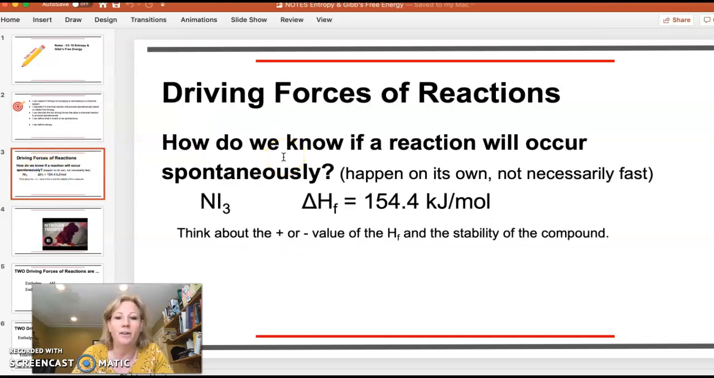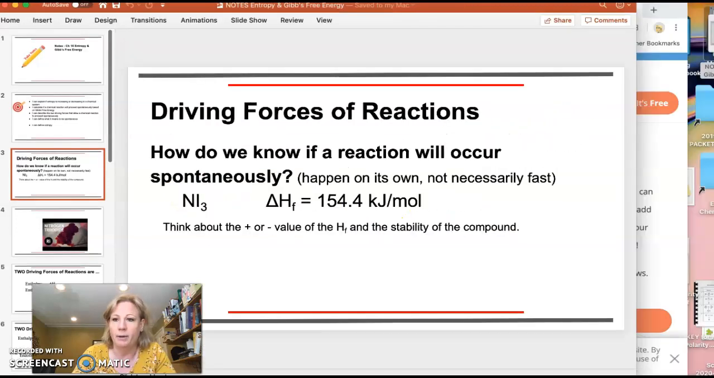So how do we know if a reaction is going to be spontaneous or not? For example, if you use your thermodynamic sheet and you look up NI3, the heat of formation is 154.4 kilojoules per mole. So think about, did we say that the positive or the negative delta H of formations were going to form more stable substances? So let me show you a little video of this compound.